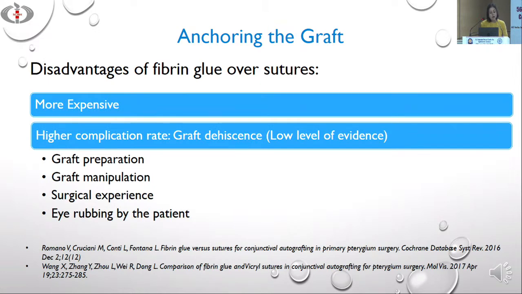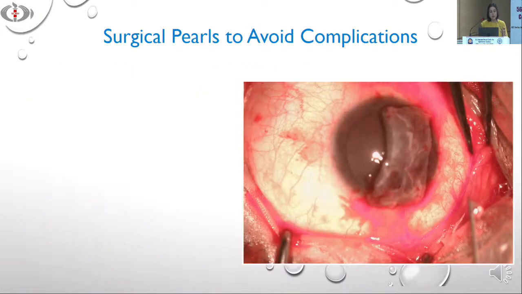The main disadvantage of using fibrin glue over sutures is that it is more expensive, and there is very low level of evidence to tell us that there might be higher chances of graft dehiscence. But graft dehiscence depends on various factors like preparation of the graft, the manipulation, the surgical experience, and eye rubbing by the patients. So this is my last slide.